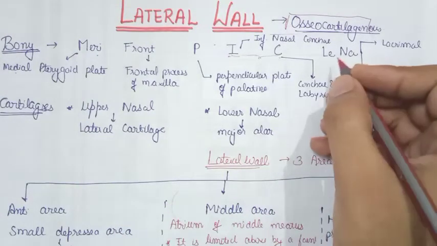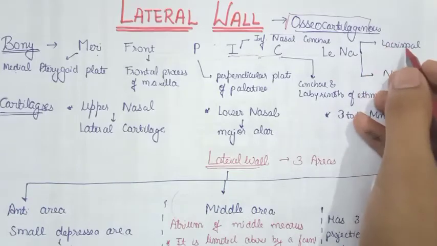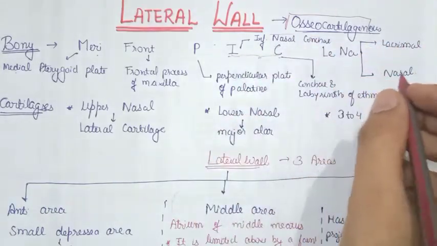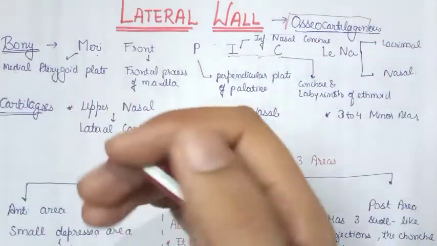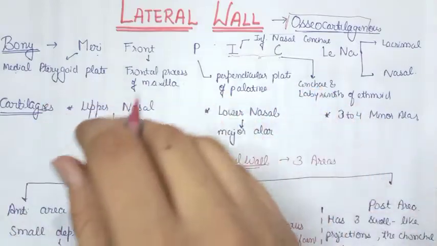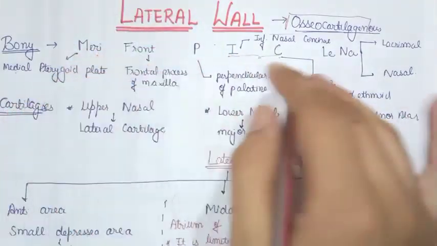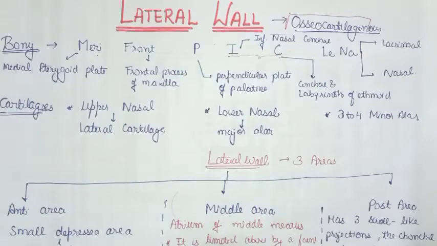And L and N stand for lacrimal, that is lacrimal bone, and the nasal bone. I hope the bony part is very clear to you now. You can have a look and write down this trick in your notes, and you can easily recall the bony part whenever the examiner asks you in your viva.